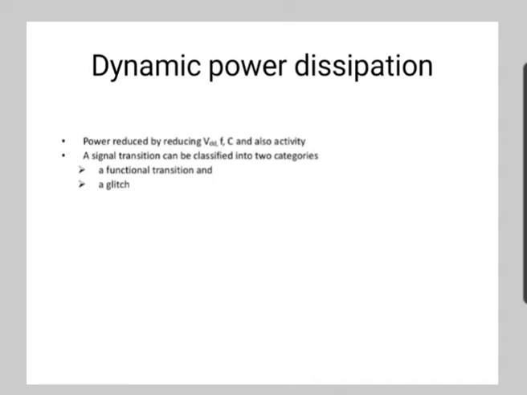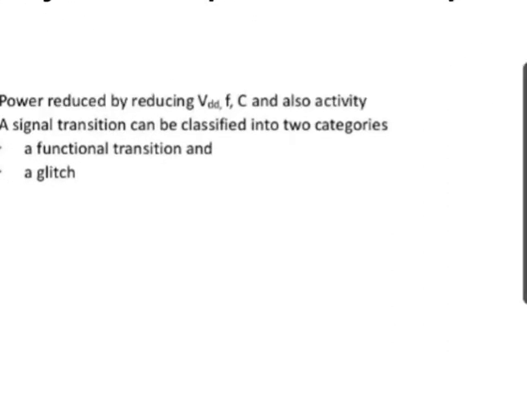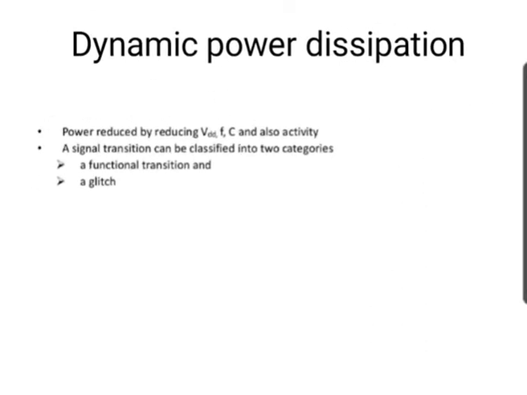So dynamic power dissipation. The power is reduced by reducing VDD, and also a signal transition can be classified into two categories: functional transition and a glitch. Both the transistors are on for a short period of time during the transition from either 0 to 1 or 1 to 0. This results in a short current pulse from VDD to VSS, that is ground. There is also a current to charge and discharge the load capacitance.